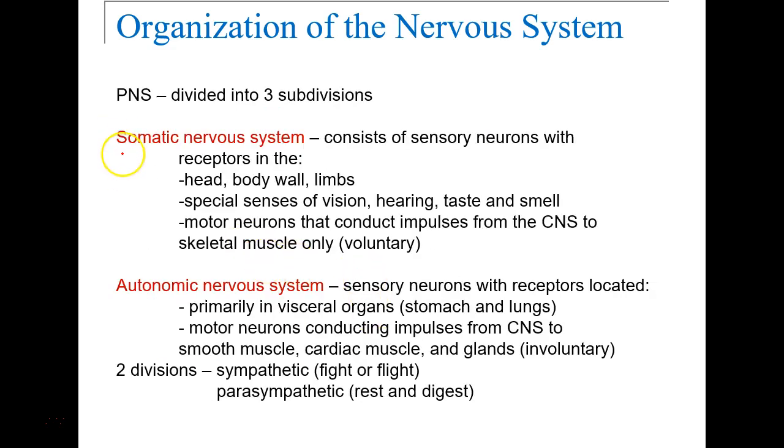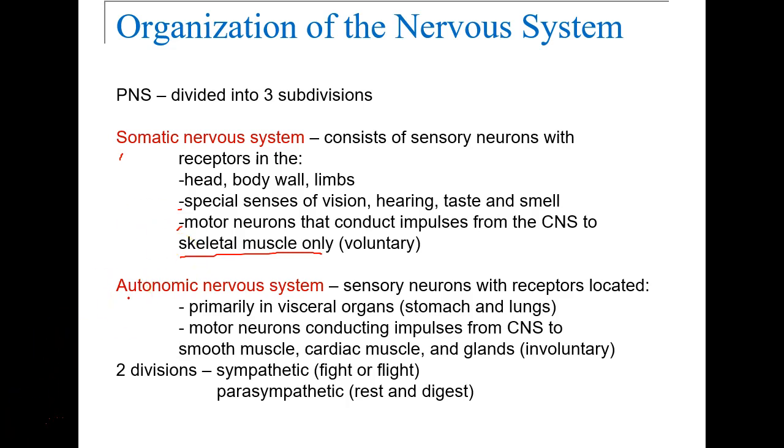Okay, so taking a further look at the somatic nervous system, we have receptors pretty much everywhere: head, body wall, and limbs, where special senses of vision, hearing, taste, and smell are. Then we've got motor neurons that conduct impulses from the central nervous system to skeletal muscle only. So motor output is only through skeletal muscle.